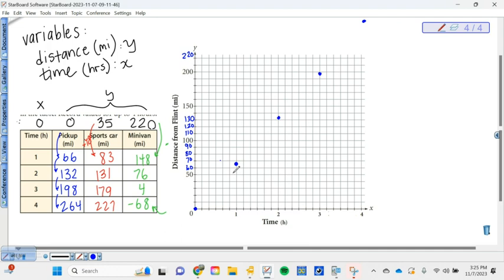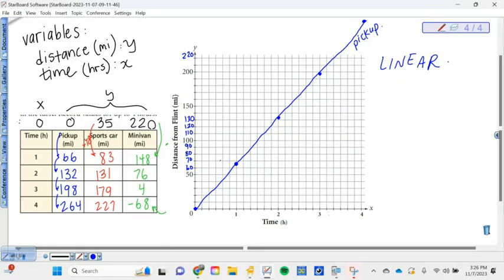Now I have these points on my graph. What shape do the points make? Good, a straight line, right? What do I call a graph or a relationship that has a straight line? Good, it's a linear relationship. Very good. Linear, good. And again, we could label this. I could just write pickup truck so I'm not getting confused.